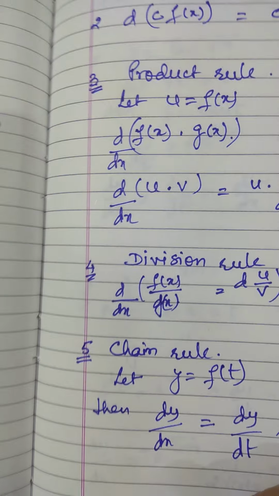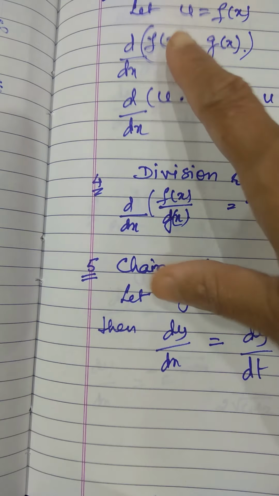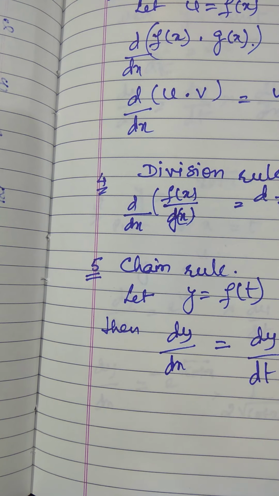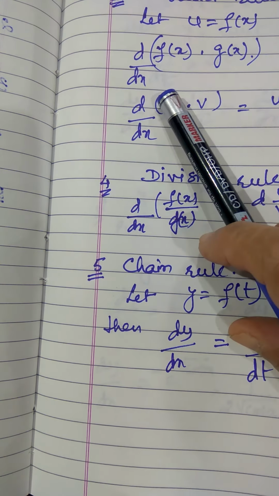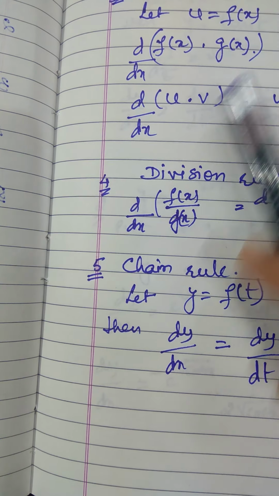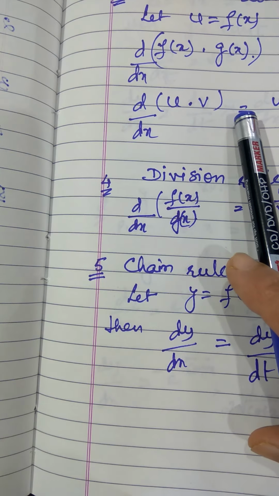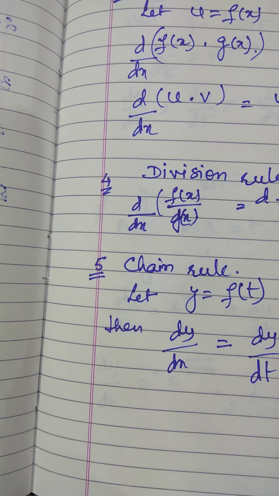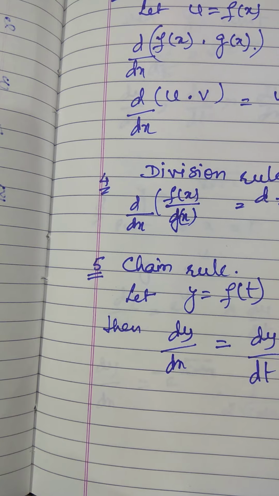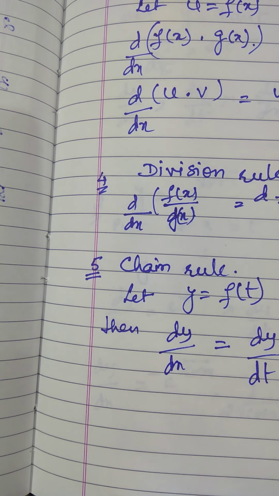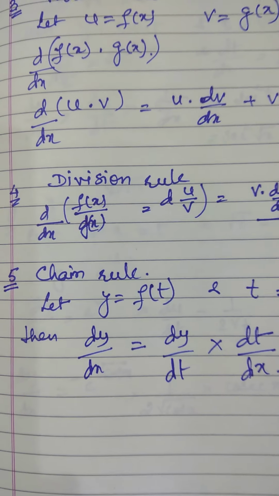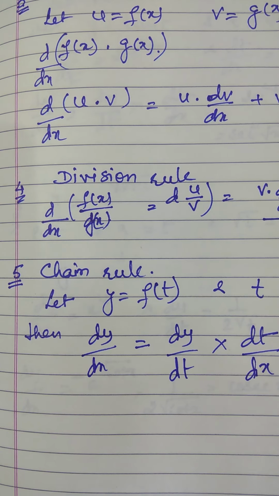Product rule is given by: let u be a function of x and v be a function of x. u is f x and v is g x. Then derivative of f x into g x, that is derivative of u into v, is first function into derivative of second plus second function into derivative of first. This is called the product rule, and we have done many questions based on this in class 11th.